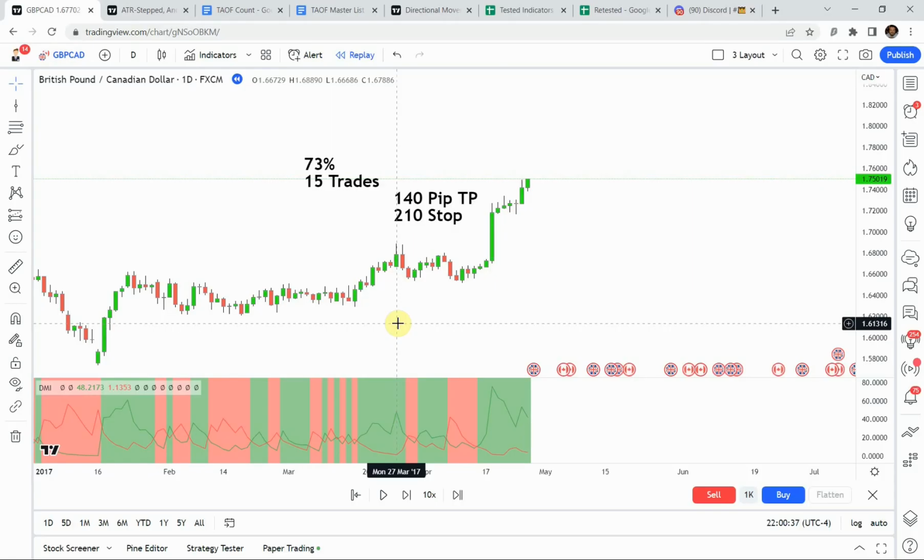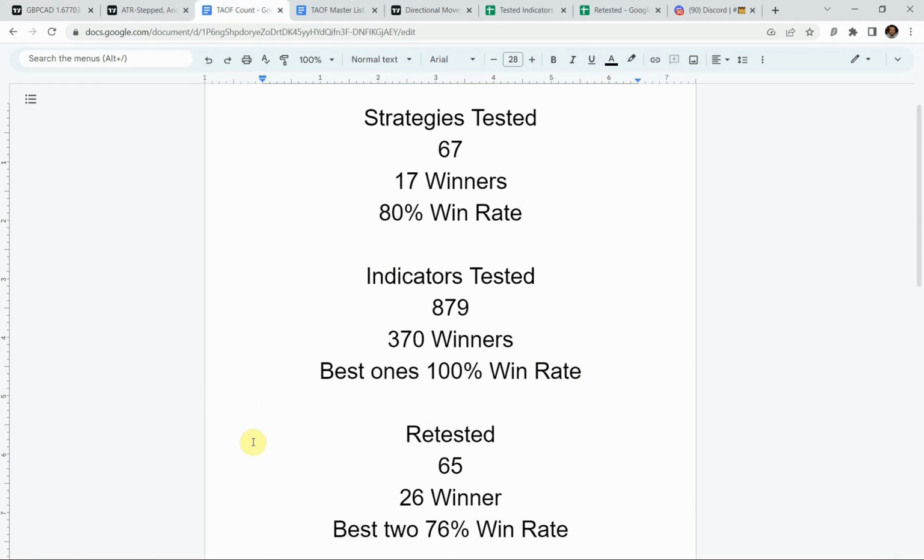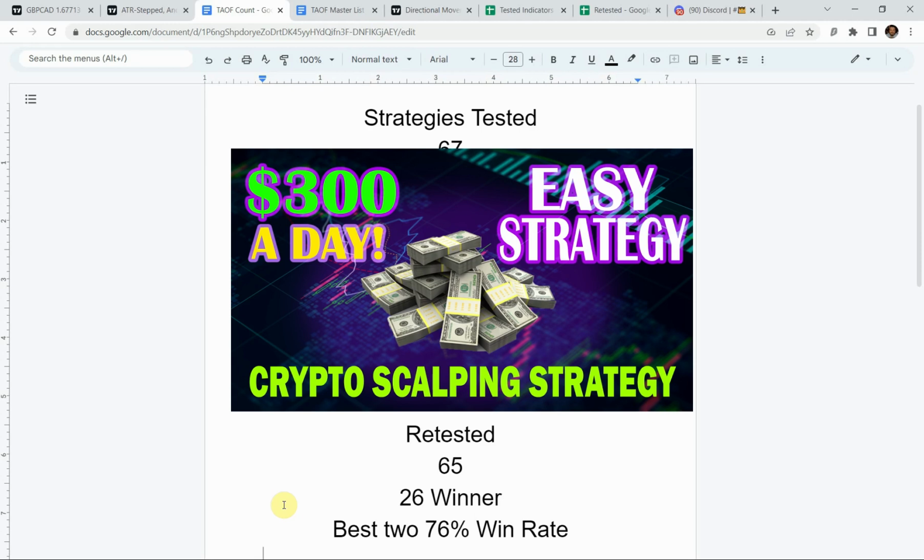Alright, as I said, today we will be looking at an advanced testing of the Directional Movement Index indicator. Before we do though, I wanted to put the testing scoreboard up for everyone to see. So to date, we have tested a total of 67 different strategies, with 17 of them being profitable. The best one was able to achieve an 80% win rate. That is the 5-minute crypto scalping strategy that I did a video on a little while back. I'll put a thumbnail of it up on screen right now with a link to it up in the corner. Also link to it at the end of this video.